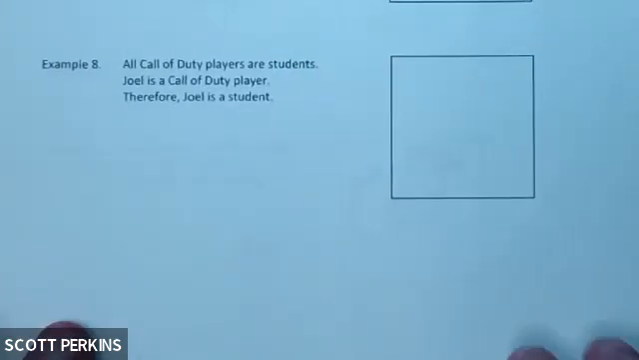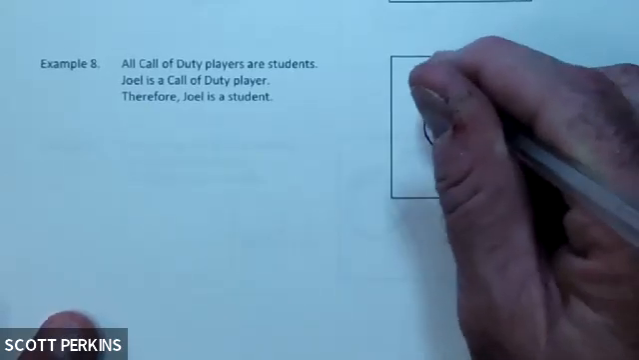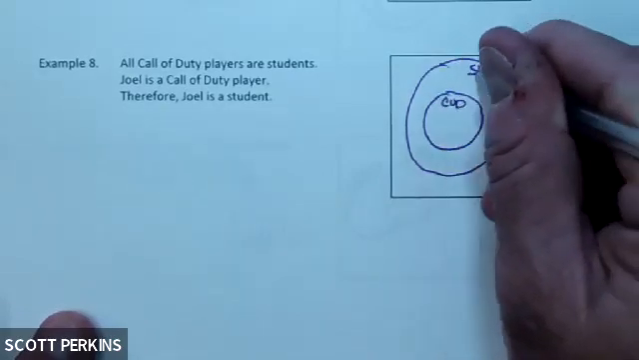All right, here's the last problem. It says all Call of Duty players are students. Okay, so it's an all statement. So I'm going to draw two circles, one inside the other. So this is a Call of Duty circle. This is my student circle.